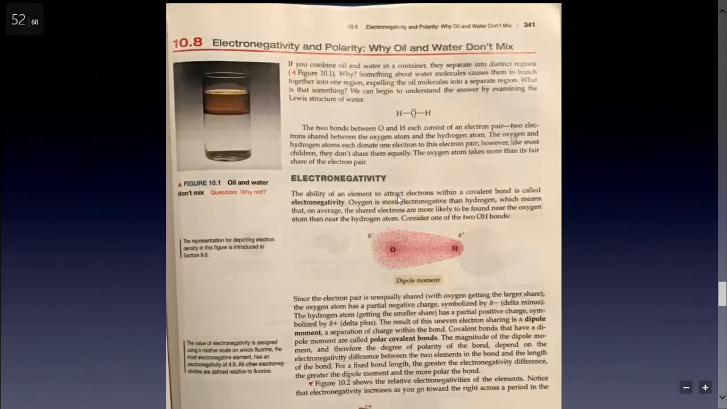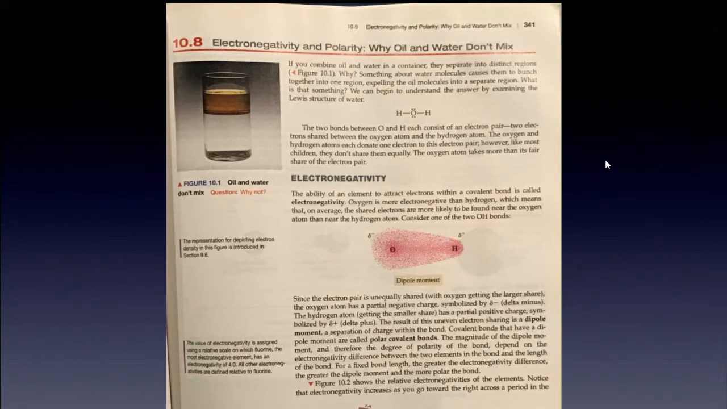If you combine, for example, oil and water, here's a classic example, you wonder why they separate and aren't really attracted to each other. Well, why is that? There's something about water molecules that causes them to bunch together in one region, and something that causes the oil molecules to bunch together in their region. What's causing that separation from each other and attraction to themselves?